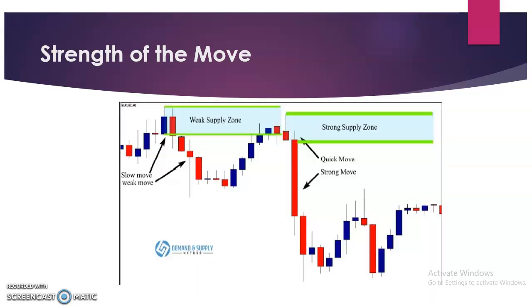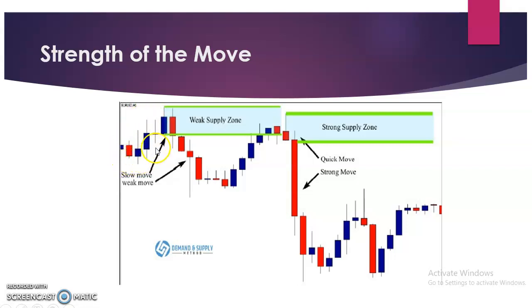Let's quickly move on and see another example of a weak supply zone. We're still talking about strength of the move. Now, like always, we're going to start looking at the chart from the left hand side. When we look at this chart from the left hand side, you can see a lot of rejections on this candle. Look at this wick. Look at the wick on this bullish candle. Look at this small bodied bearish candle, followed by another doji candle.